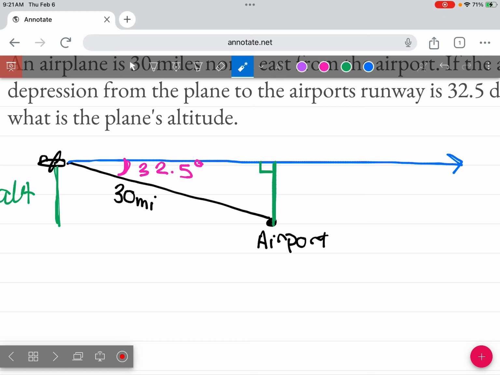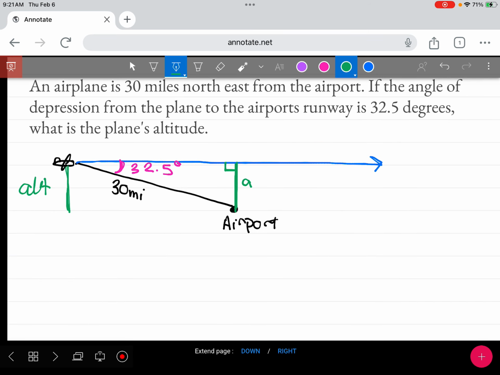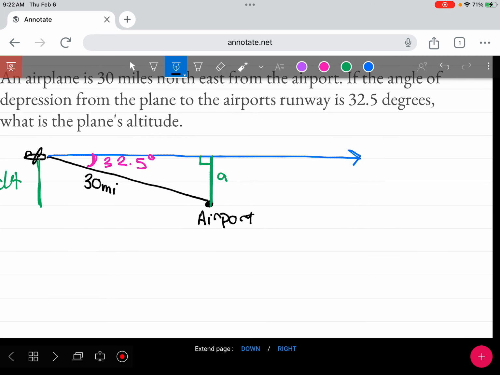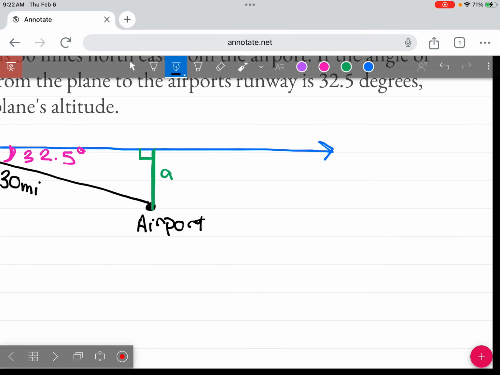We want to know our altitude. So if I want to know A, I want to know this piece, and I do know this angle, and I know this distance. What can I use to get A? Yeah, because we know our opposite and our hypotenuse. Now that we're feeling a little more confident there.